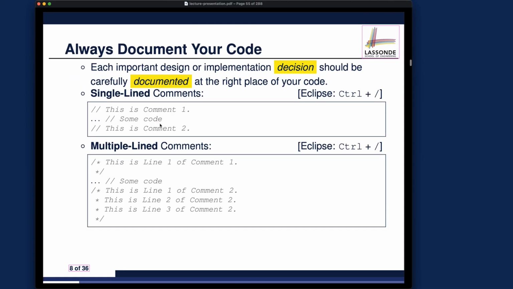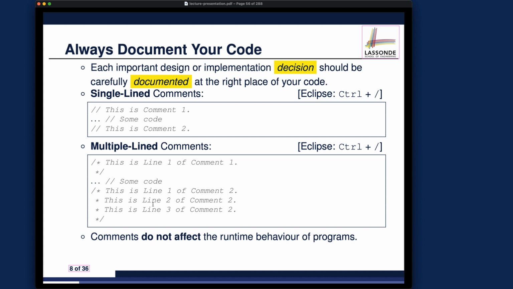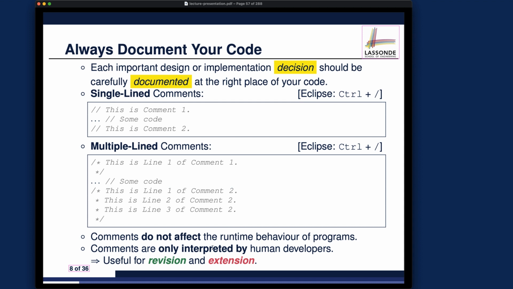Okay, so that's about the two ways to do it, and it's important to note comments do not affect the runtime behavior of your program. So either you want to write some meaningful comments over here, or you simply want to put some existing code lines into comments so they wouldn't be executed. So there are two purposes. They are only interpreted by human developers and useful for revision and also extension, meaning that if you really document your code well with a lot of rationale and your design or implementation decisions, anybody who's going to take over your code for further development or for debugging purposes will find it much more effective to do so by reading your comments.